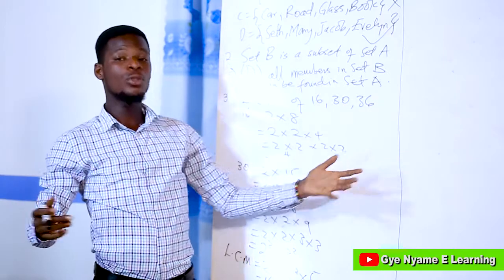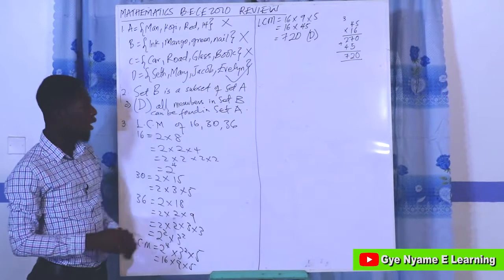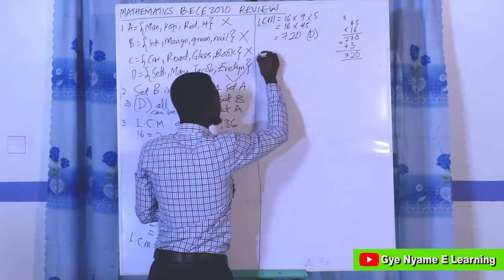But you see, you are prone to making mistakes. So you just resolve to using this simplify method, and you get your LCM. Let's go to question 4.